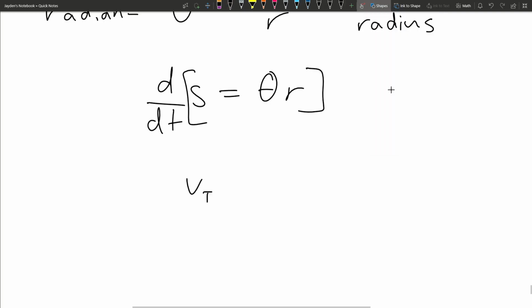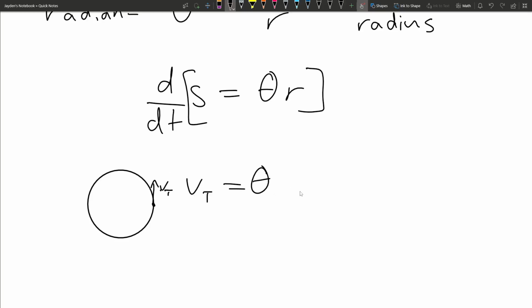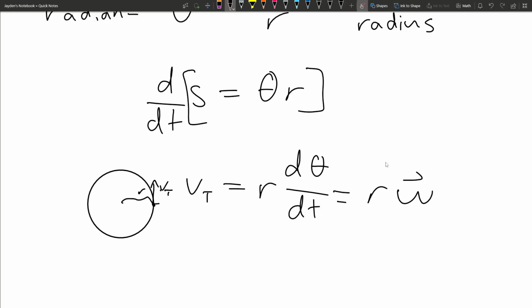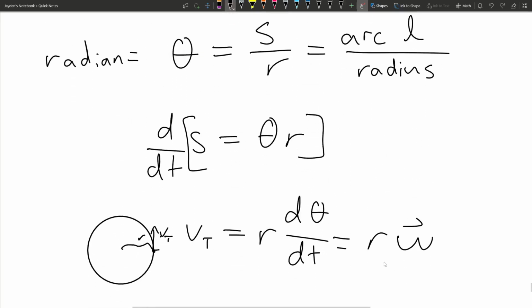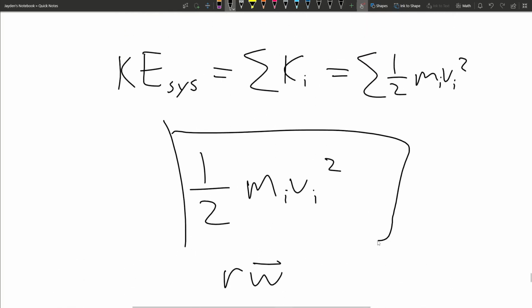So if we look at it like this, the speed of the arc length changing, v_t, is equal to the radius, which is going to be constant for that one point mass, times d theta over dt, which is basically equal to r omega. Now that we got this, we can plug this back into our original formula.